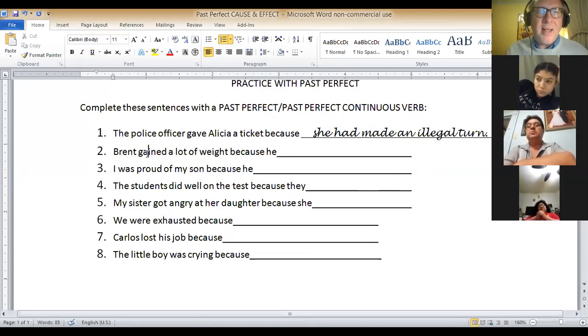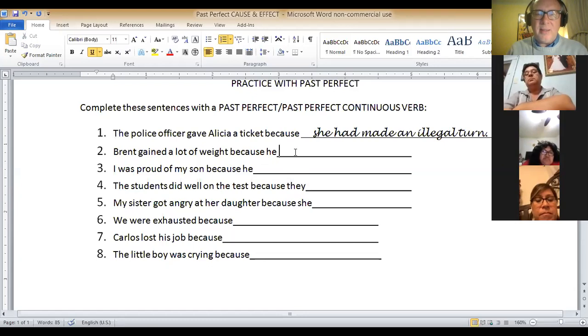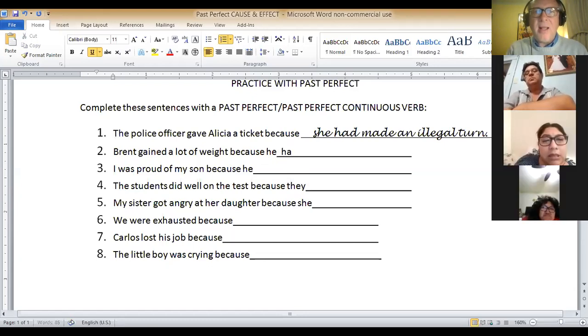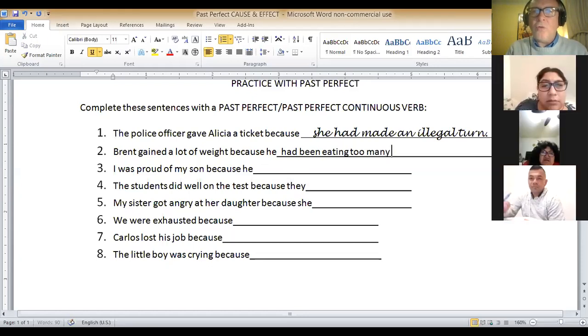All right? It says here, Brett gained a lot of weight. He had been eating too much.